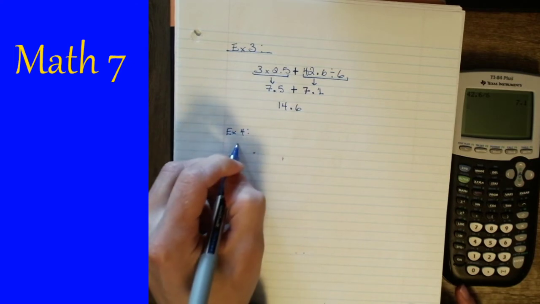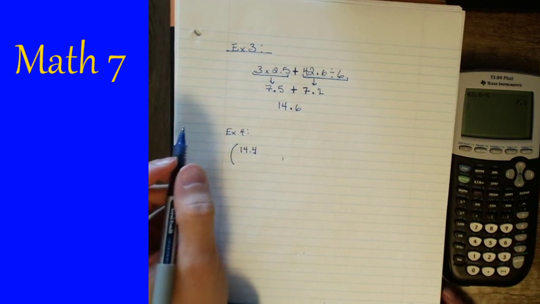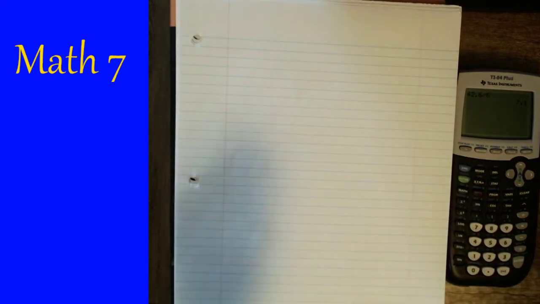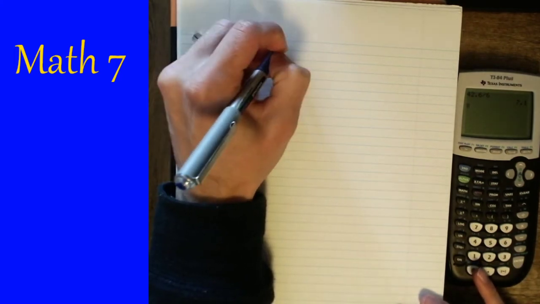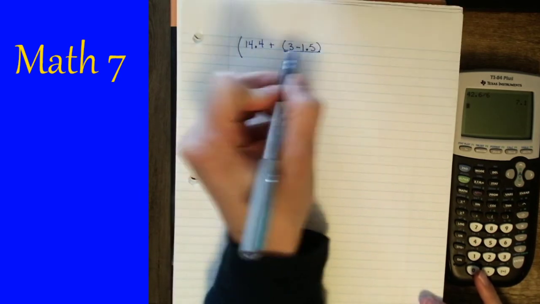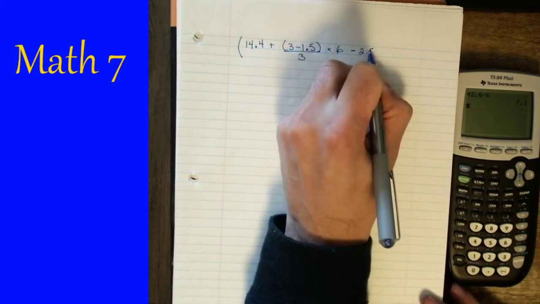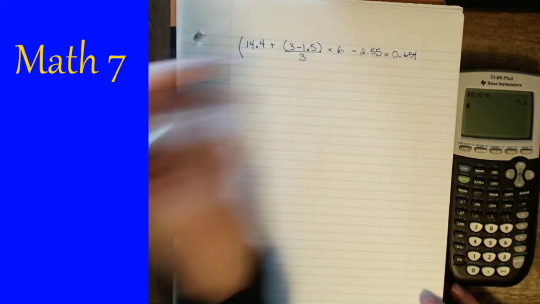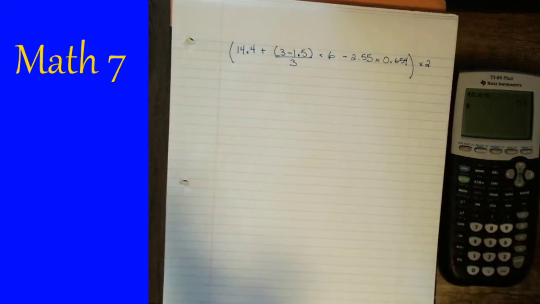Actually, let's do this on a separate sheet of paper without pen marks and maybe a little bit more room to see what's happening here. 14.4 plus, 3 subtracted 1.5, divided by 3, times by 6, minus 2.55 times 0.654, times by 2.